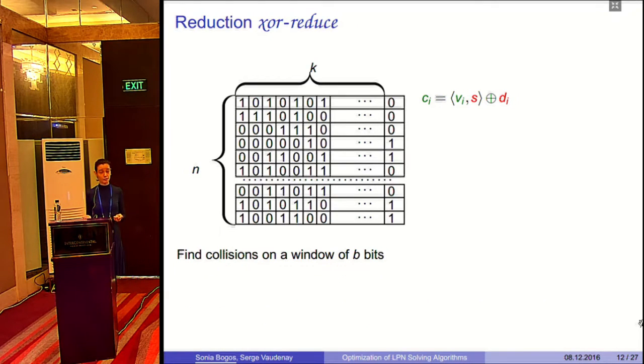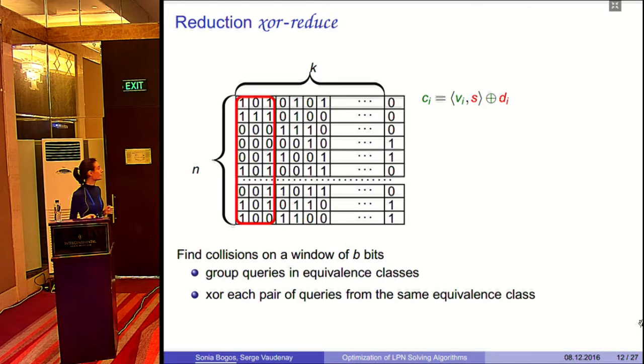The XOR reduction was first introduced in the LF2 algorithm by Levy and Fuchs. Here the idea is that we try to find collisions on a window of b bits. In this case, we are going to take b equal to 3, so we are focusing on the first 3 bits of each of the queries. We are going to group them in equivalence classes. Two queries are in the same equivalence class when they have the same value on that window of b bits. Then we are going to XOR each pair of queries from the same equivalence class.